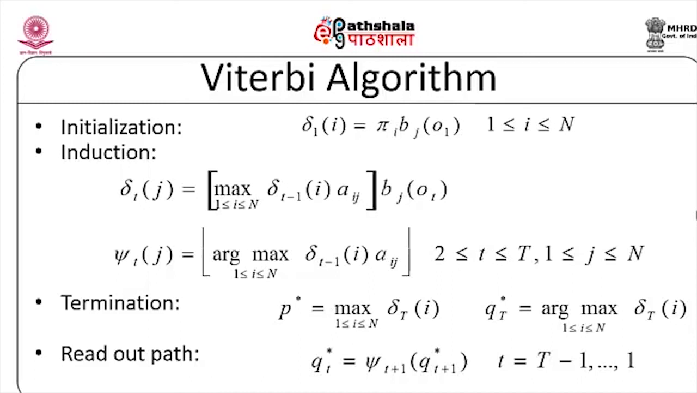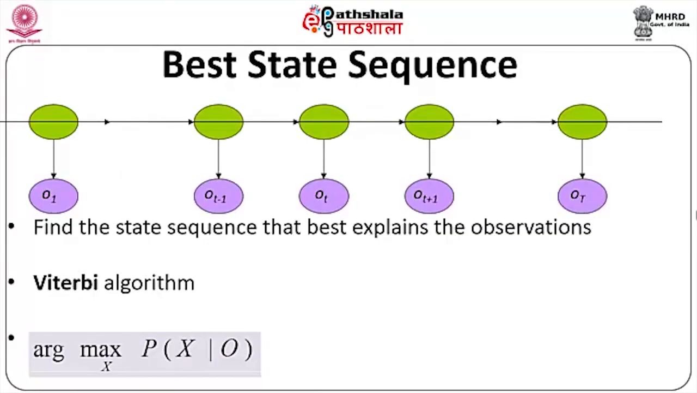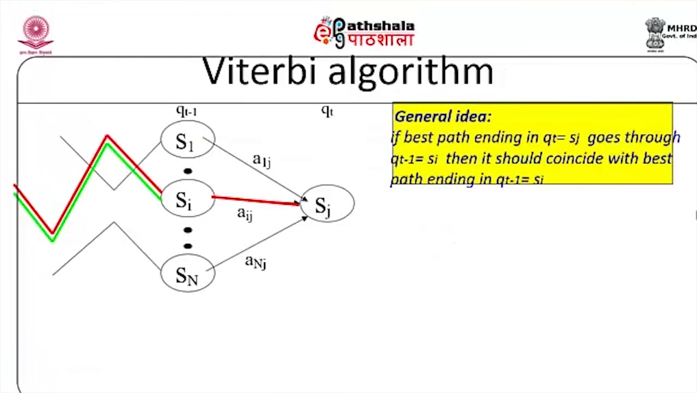So, I will have probably S1, then the next state at time t1, t2, t3, so S1, S2, S1, S3 and so on. That is the best sequence that I will find, the best state sequence for each of those observations. That is the Viterbi algorithm. As you can see, I will be going through one particular path only. If the best path ending in Qt equal to Sj goes through Qt minus 1 equal to Si, then it should coincide with the best path ending at that state. That is the basic general idea that we had.